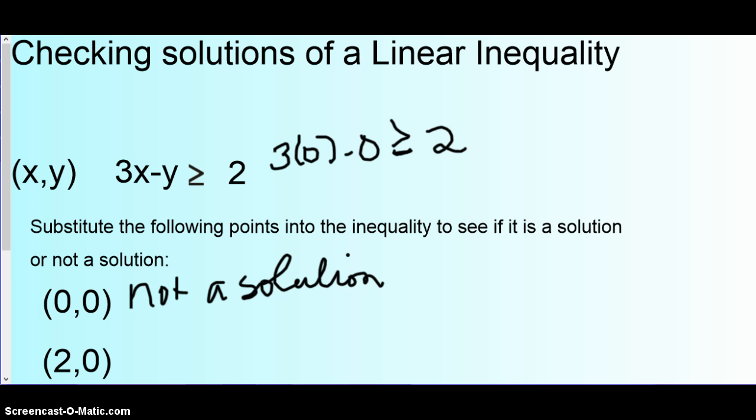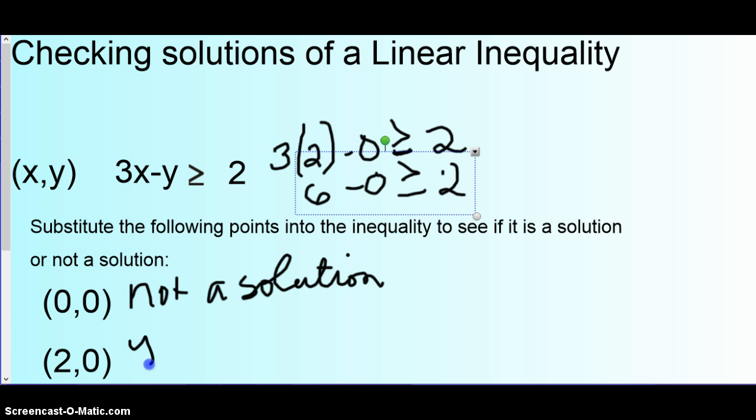Looking at the next coordinate point, we've got 2 and 0. So instead of 3 times 0, we've got 3 times 2 because x is equal to 2 and y is equal to 0. So we've got 3 times 2, which is 6. 6 minus 0 is indeed greater than or equal to 2. So this is, yes, a solution.